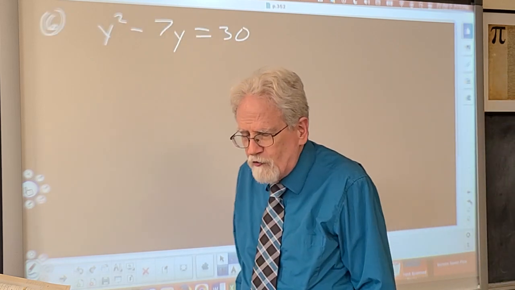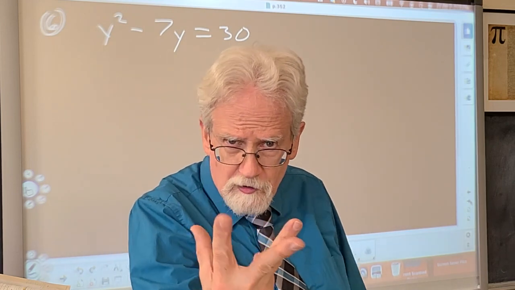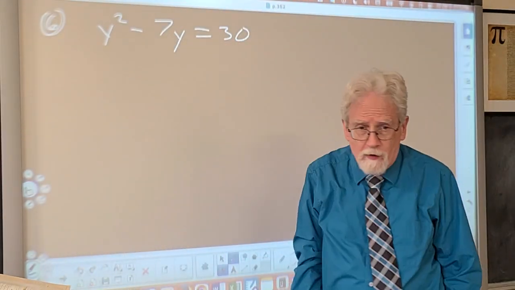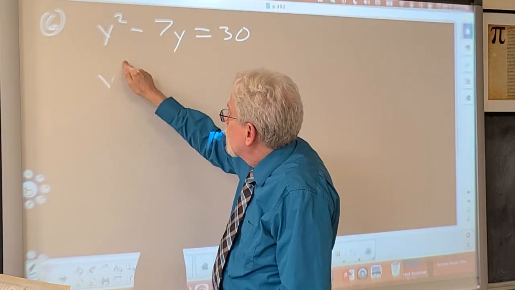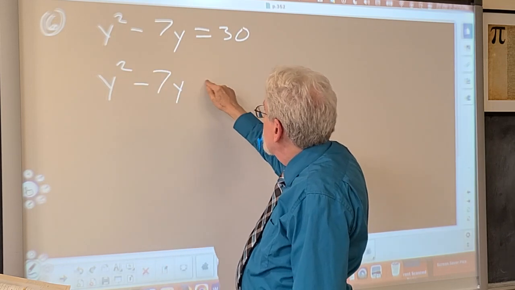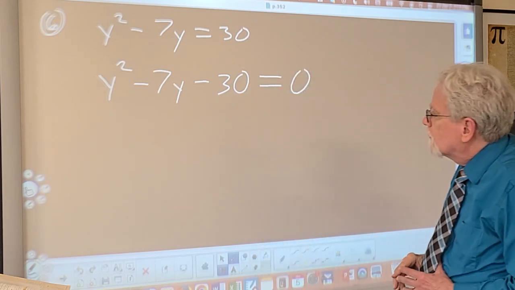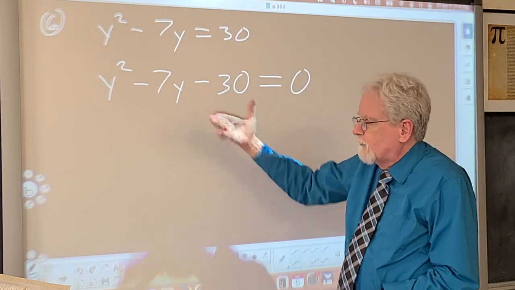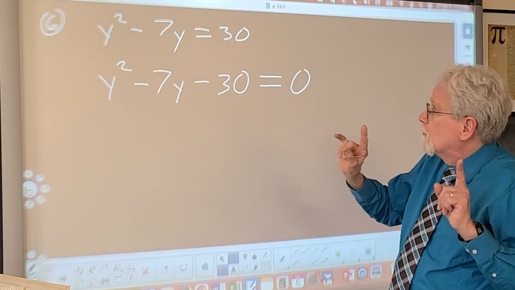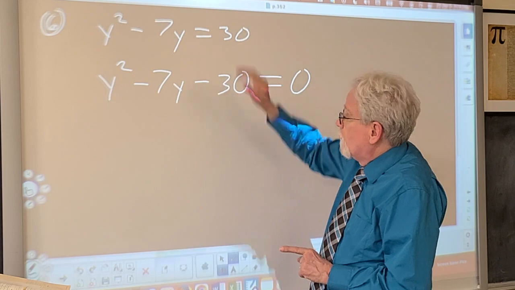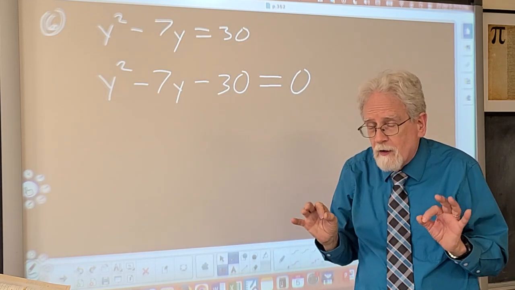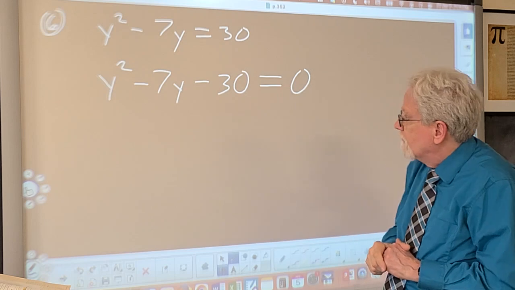Now, number 6, there's a bit of an issue. You can't use the quadratic formula until you have the equation in standard form. So, we have to get that 30 over there on the left side. We have y squared minus 7y. But I thought we had to get the 30 on the right side and get it out of there. That was when we were completing the square. We're not completing the square now. We have to start with standard form. Yes, if we were completing the square, we would leave that 30 right where it is. But we're not completing the square. We must have standard form.